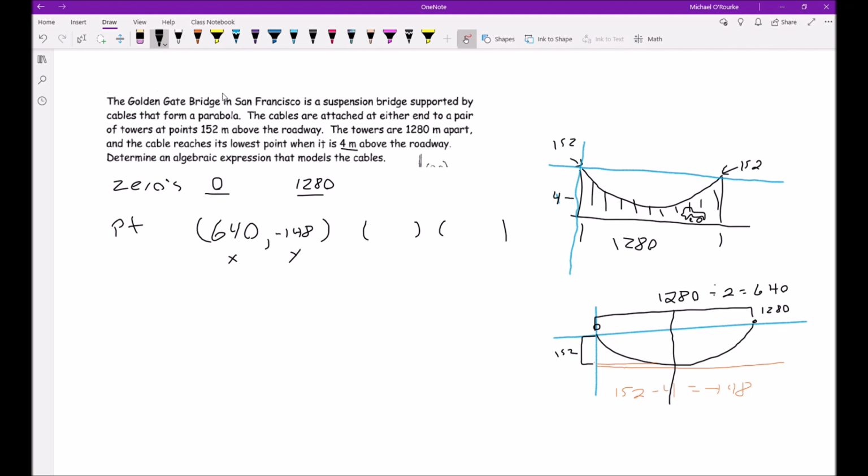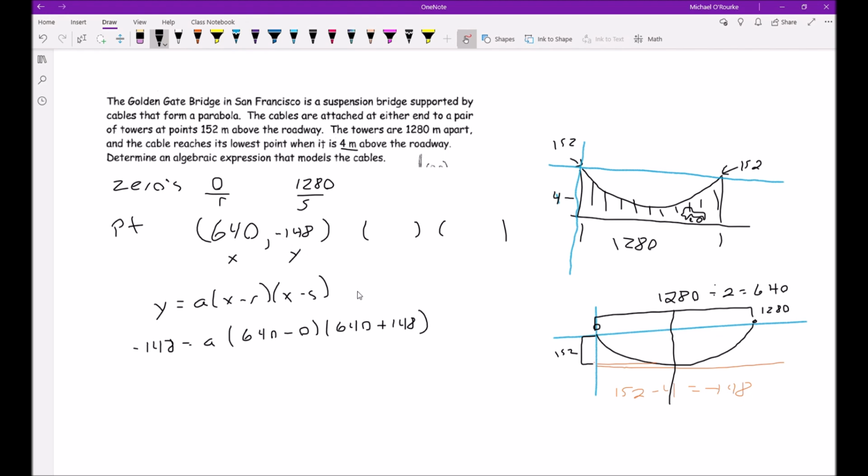Now we have to do exactly what we did above. Okay? So this is my R. This is my S. I have my X and Y. So I write down my equation. And then I just fill in my info from there. 148 equals A bracket 640 minus 0 and 640 plus 148, right?